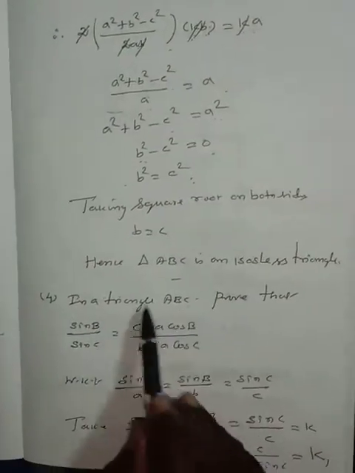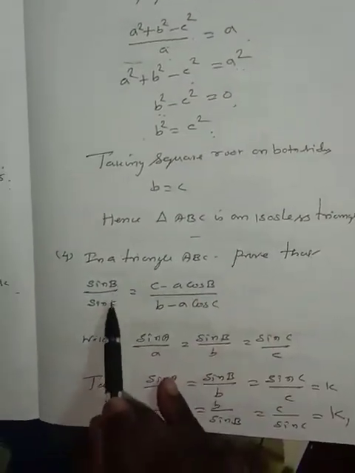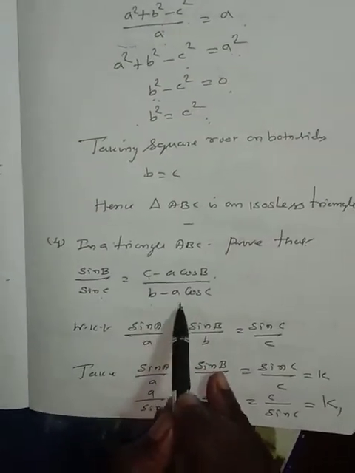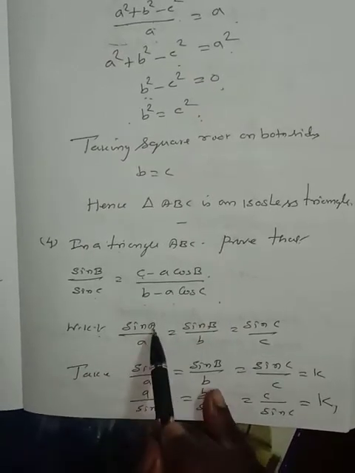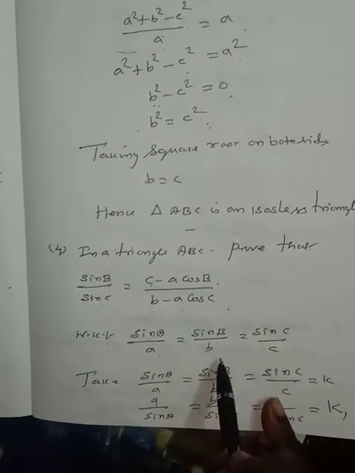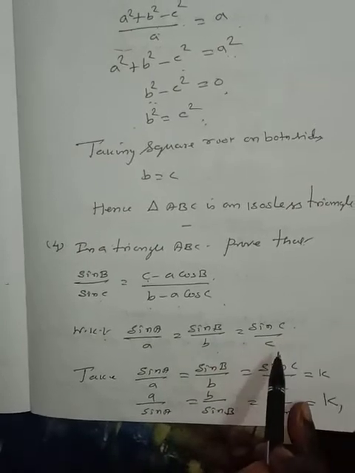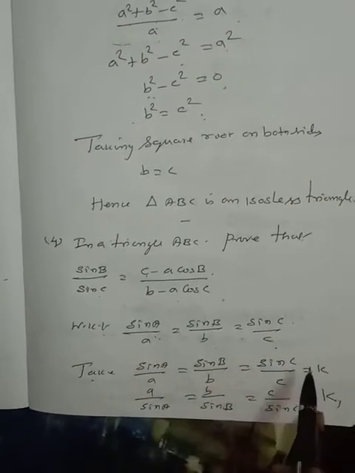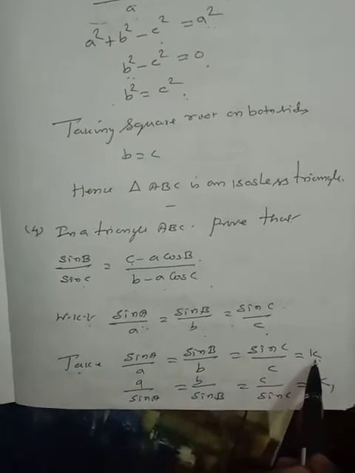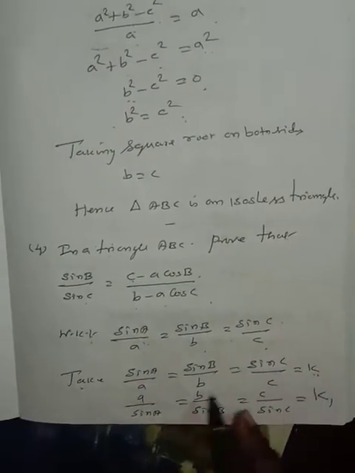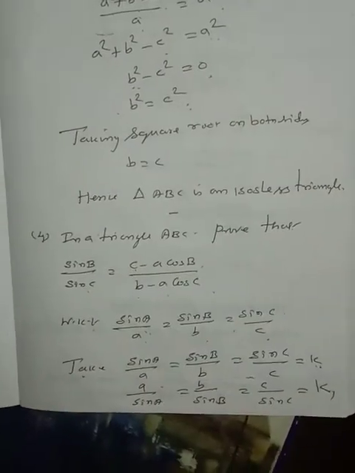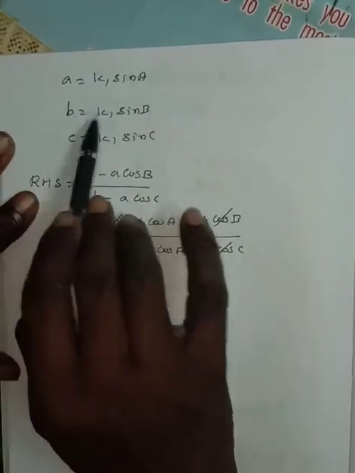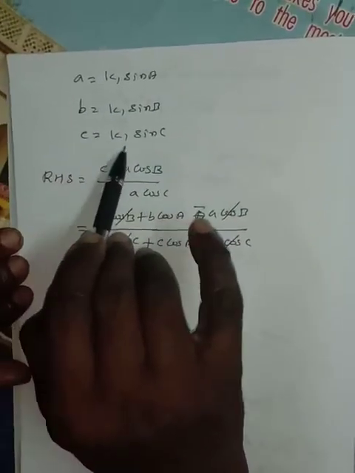Question number 4. In a triangle ABC, prove that sin B divided by sin C is equal to (c minus a cos B) divided by (b minus a cos C). We know that sin A divided by a is equal to sin B divided by b is equal to sin C divided by c. Take the given sine formula, the constant K1. Each is equal to K1. Therefore, we have a is equal to K1 sin A. Similarly, b is equal to K1 sin B, c is equal to K1 sin C.